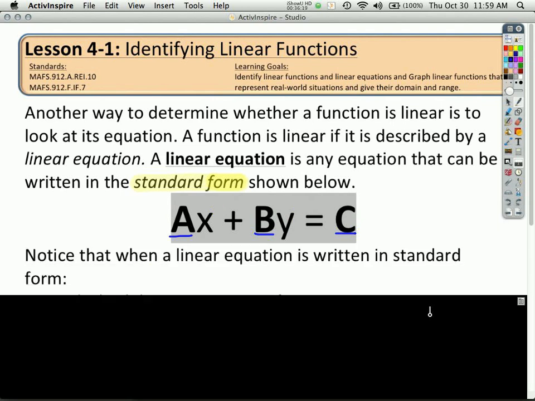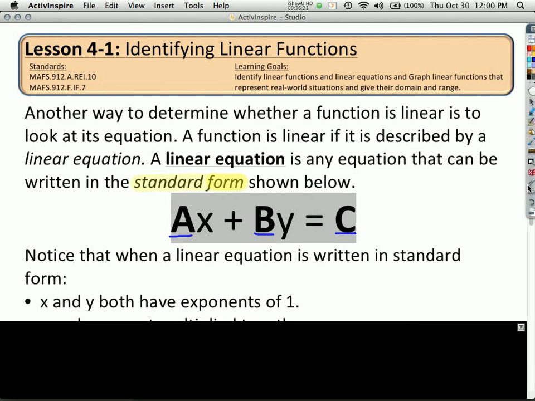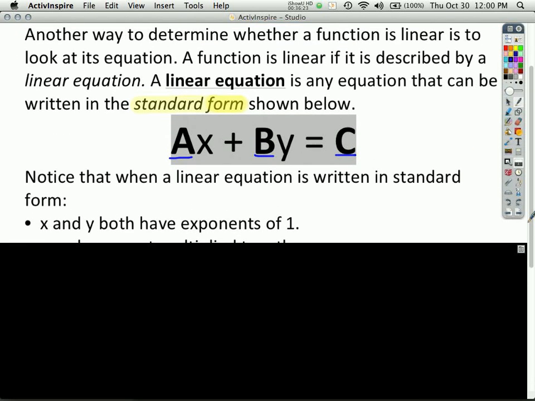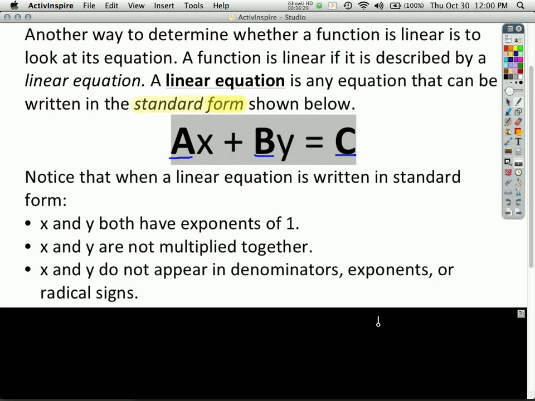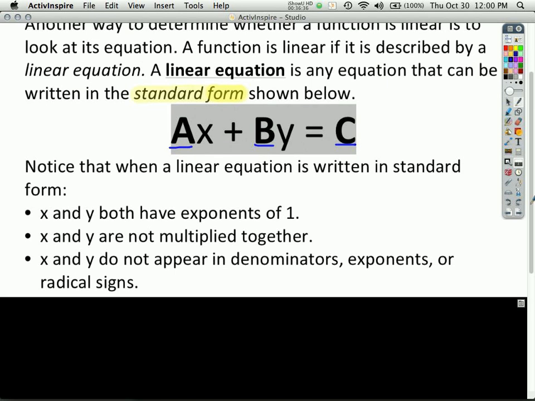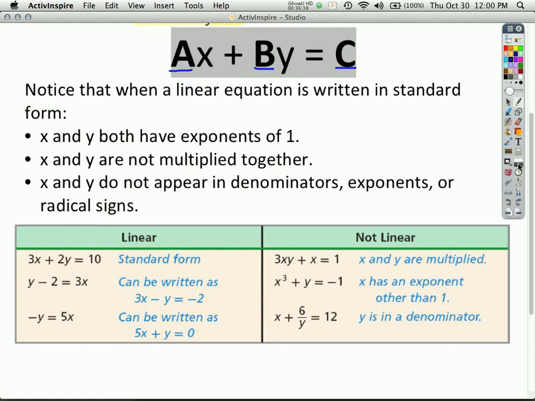So that's one thing, and I kind of wrote it out here. For it to be linear, both exponents need to be 1. X and y cannot be multiplied together, and x and y do not appear in the denominators, in the exponent, or in the radical sign. So, here are some examples and non-examples of linear.